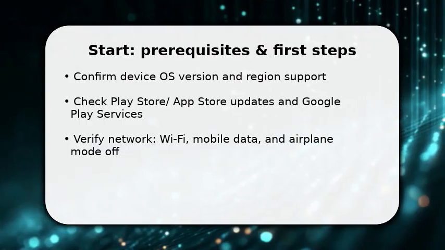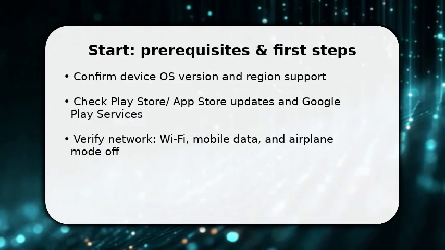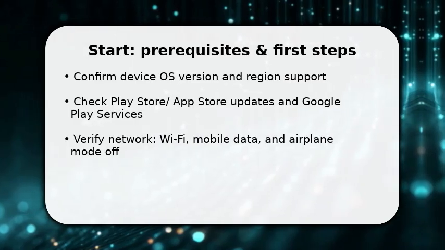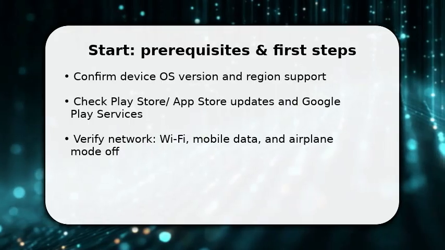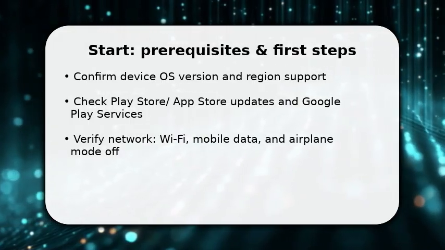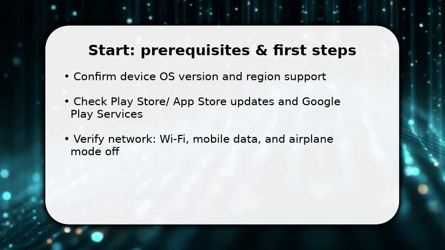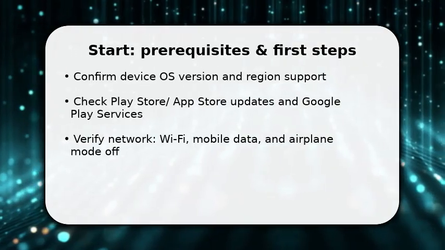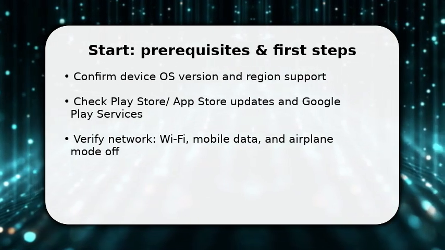You begin by confirming the essentials: device OS and region compatibility, plus an updated Play Store or App Store and Google Play services. Once done, open Google Pay and sign out if already signed in. This resets cached session states. Make sure your phone's date and time are set to automatic. Incorrect clocks break authentication. Then force close the app and restart your phone so system services reinitialize. These first steps remove common state errors and prepare the app for deeper fixes.